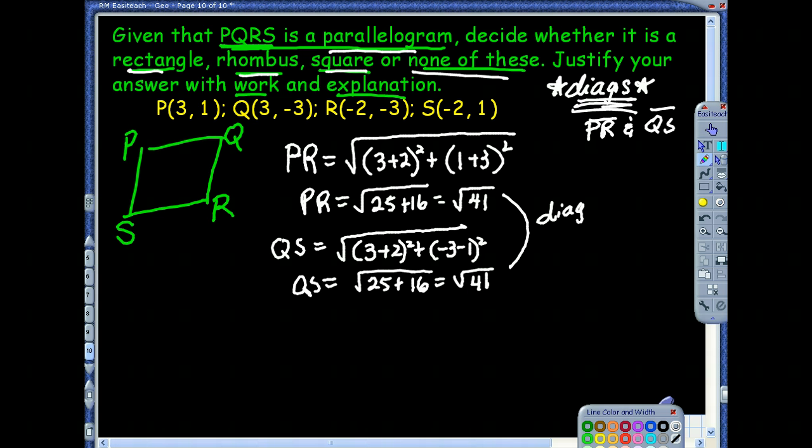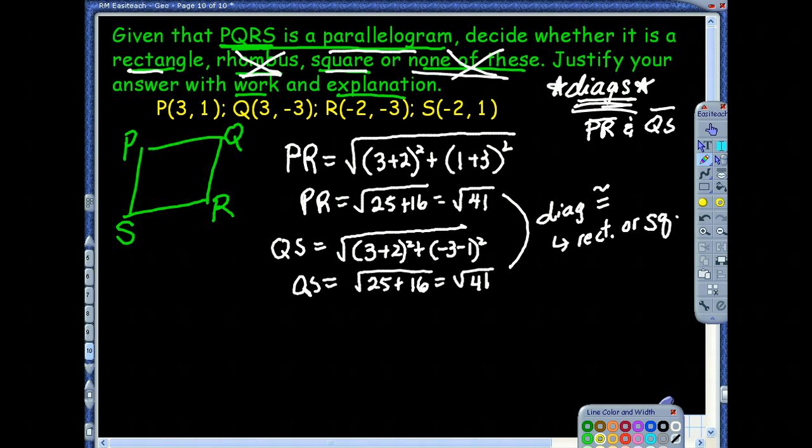Okay, so I'm going to make a little note here. Diagonals are congruent, which basically means it's either a rectangle or it could be a square, right? Right, because a square is still a rectangle. We can't say it's a rhombus because a rhombus doesn't have that property. We're not going to say none of these because in a parallelogram, diagonals don't have to be congruent. So now we can eliminate these choices right here.